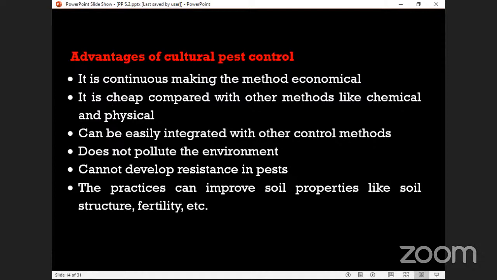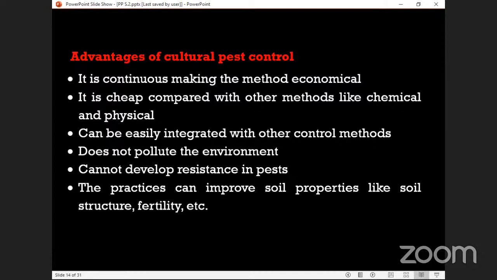Okay, Shania, you read the third one. Shania, read the last three advantages of cultural pest control. Does not pollute the environment, cannot develop resistance in pests. The practices can improve soil properties like soil structure, fertility, etc.